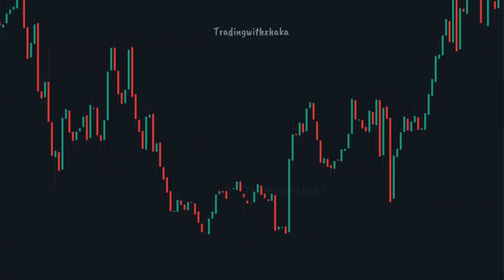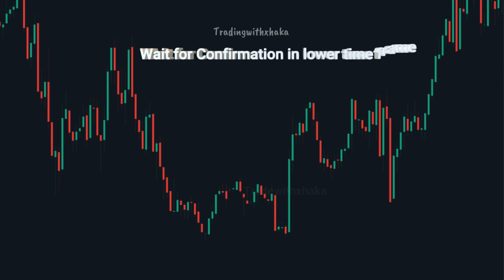The next technique, this is my best entry model. I always wait for confirmations in the lower time frames, which we like to do most of the time.